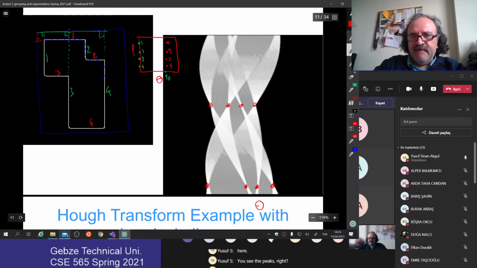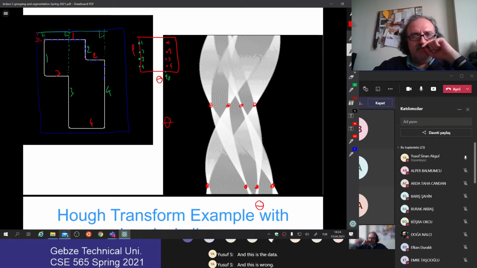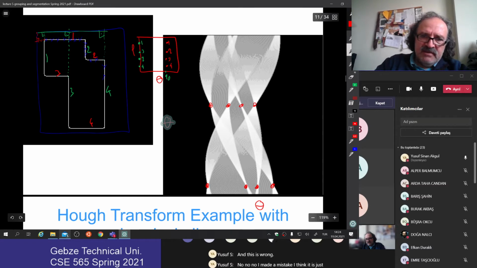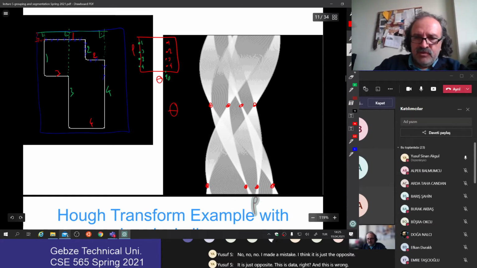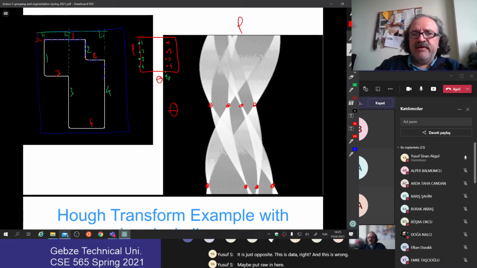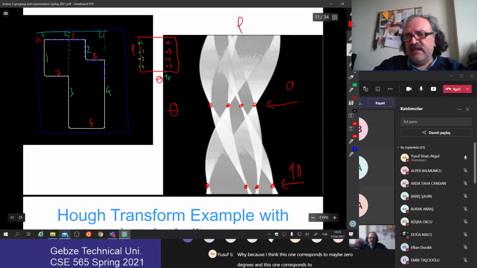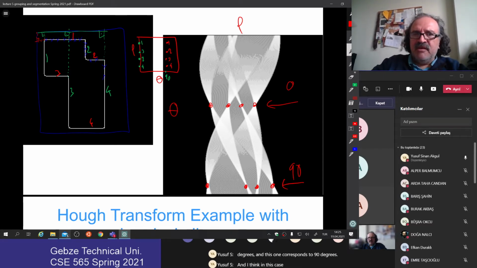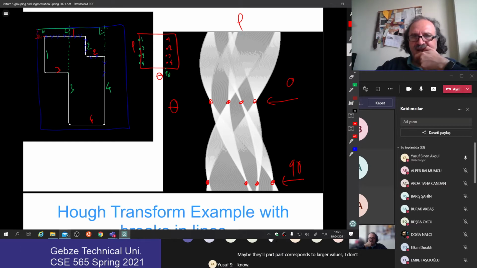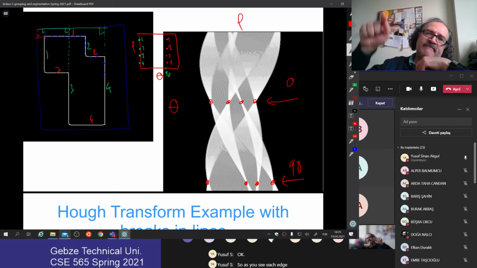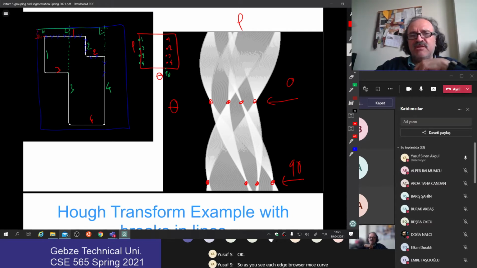And this is the theta, and this is rho. Oh, no, I made a mistake. I think it is just the opposite. This is theta, and this is rho. Maybe put rho in here. Why? Because I think this one corresponds to maybe 0 degrees and this one corresponds to 90 degrees. And I think in this case, maybe the upper part corresponds to larger values. I don't know. Okay. So as you see, each edge draws a nice curve on this image, and I get these peaks.